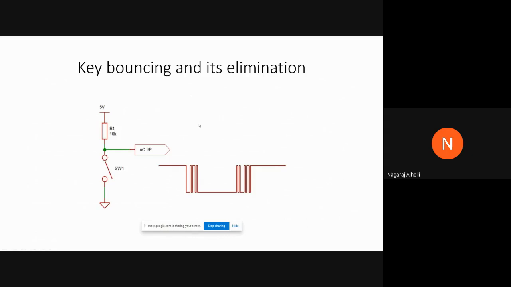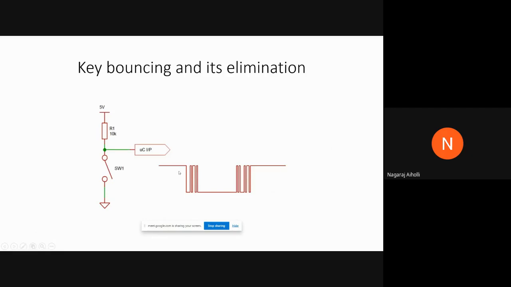If we want to eliminate this key bouncing effect, the microcontroller has to wait for the key to settle down. Until the key settles down, the microcontroller has to wait so that the key will reach its stable state. Otherwise, as the key bounces, whatever response is obtained will be recorded. The key is high here, so that will be considered. The key is low here, that will be considered. Again it goes high, that will be considered. Low, high, low, every time it will be considered as a response.